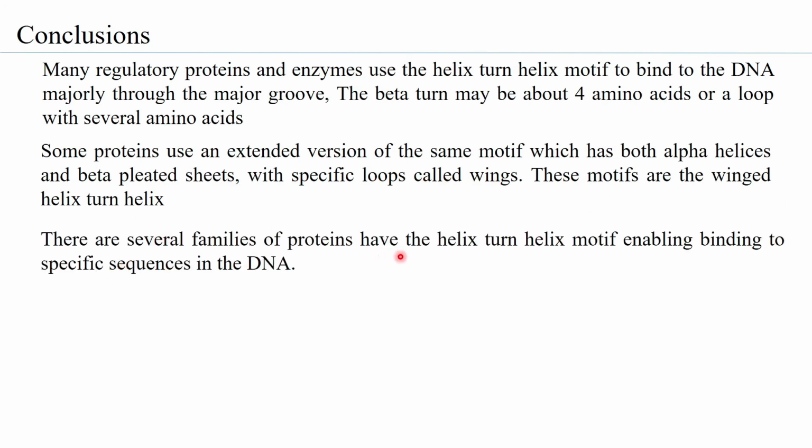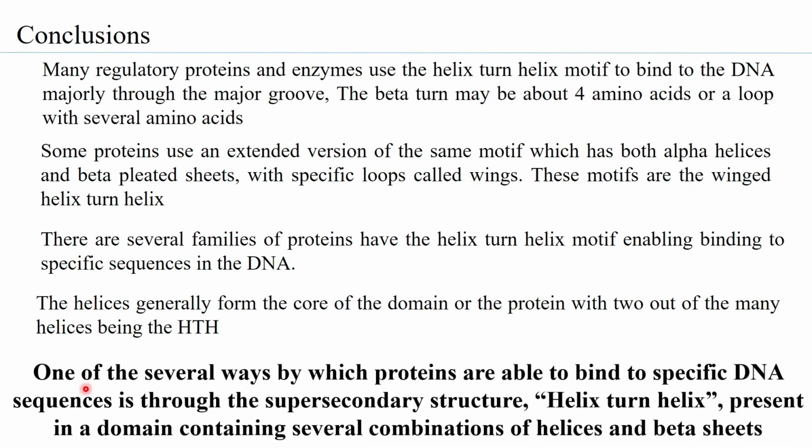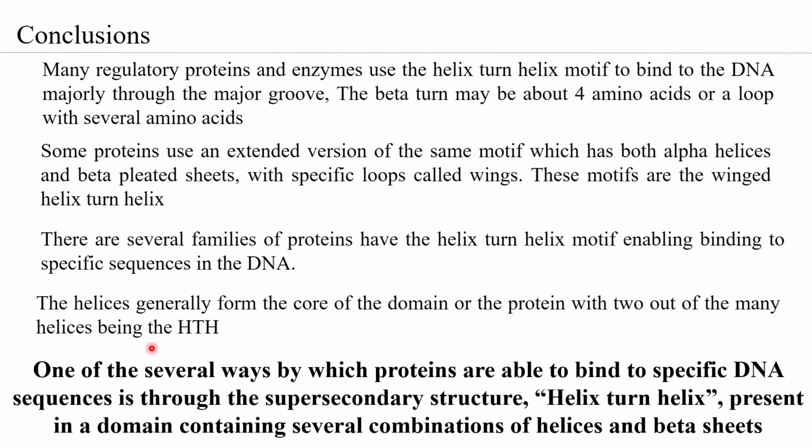There are several families of proteins that have the helix-turn helix motif, enabling binding to specific sequences in the DNA. The helices generally form the core of the domain or the protein, with 2 out of the many helices being the HTH. Therefore, one of the several ways by which proteins are able to bind to specific DNA sequences is through the supersecondary structure helix-turn helix, present in a domain containing several combinations of helices and beta sheets.